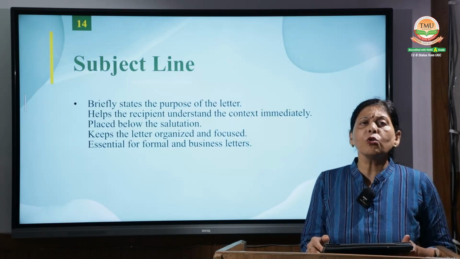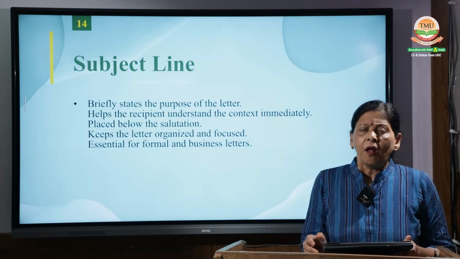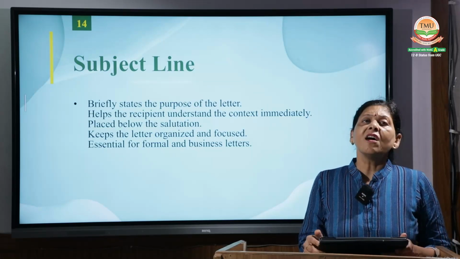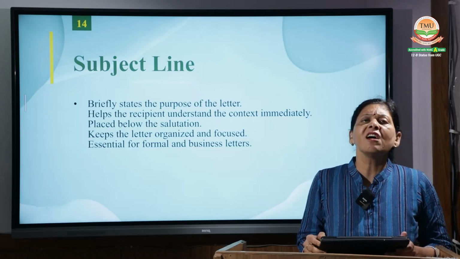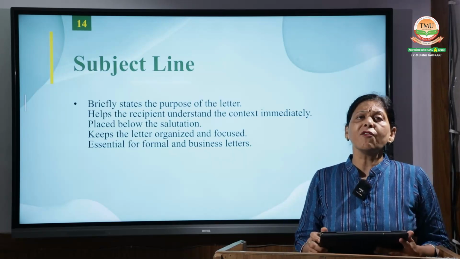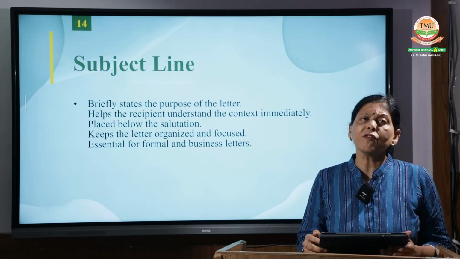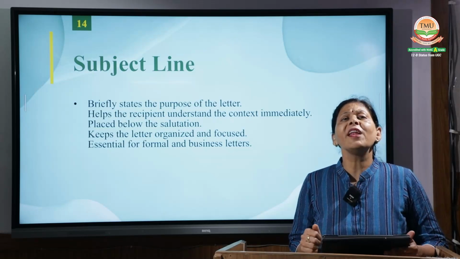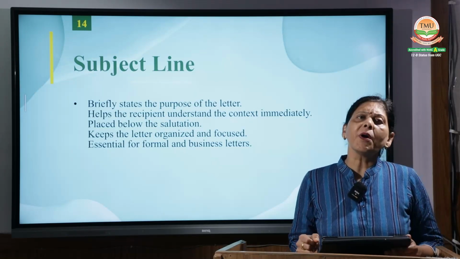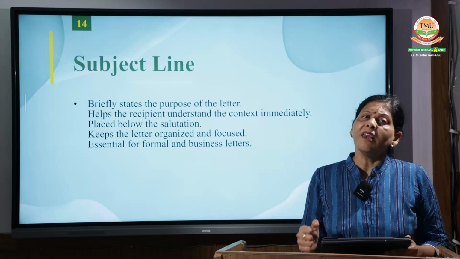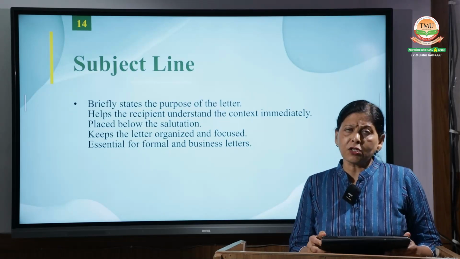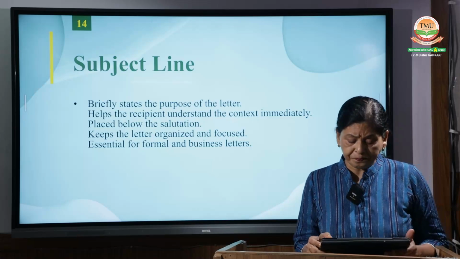And in those words, we need to mention the purpose of writing the letter. Because in a formal background, people do not have that much time for reading so many letters. So from the subject itself, they will come to know the purpose of the letter, what is there in the letter. Then he can decide whether he wants to read the letter or not.